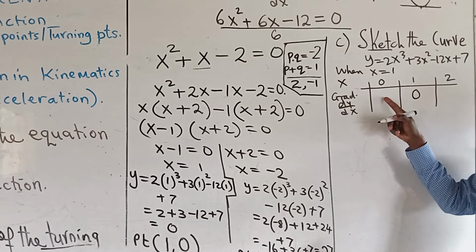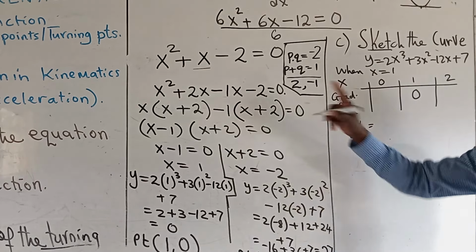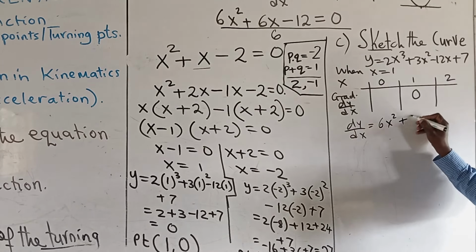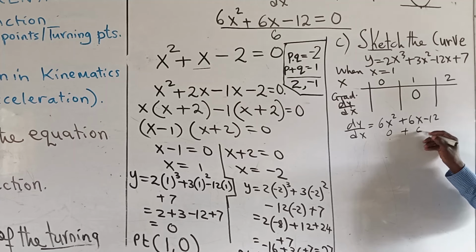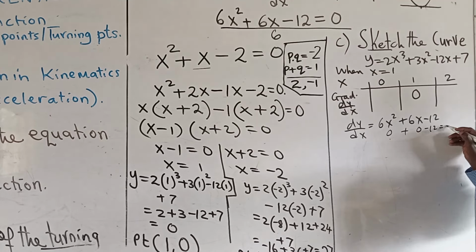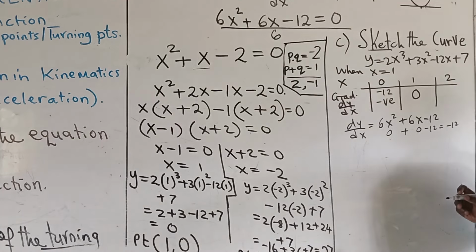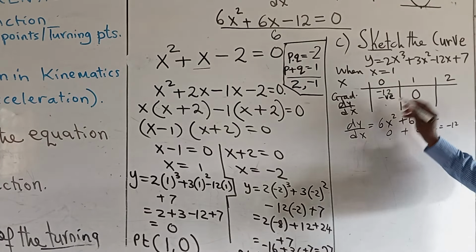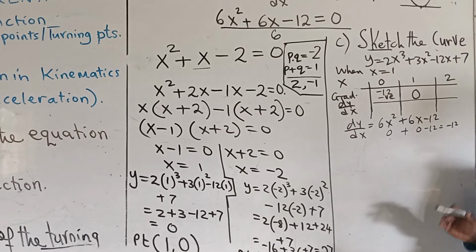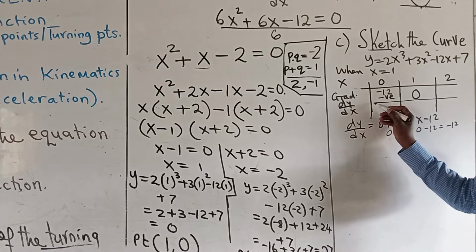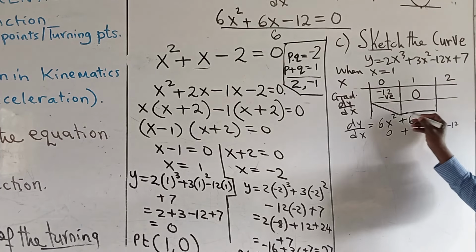We shall seek this other one for 0. Very quickly, let us do that. The gradient function dy dx is equal to, we have found it to be 6x squared plus 6x minus 12. So we substitute 0 here, we get 0, plus we substitute 0 here, we get 6 times 0 is 0, we subtract 12, we get negative 12. So this is negative 12, and the most important thing with that is that it is negative. It's a negative value. So we shall seek to show the negative gradient. How does a negative gradient slope? It slopes in this direction. How does a zero gradient look like? We had met it here. It is horizontal.